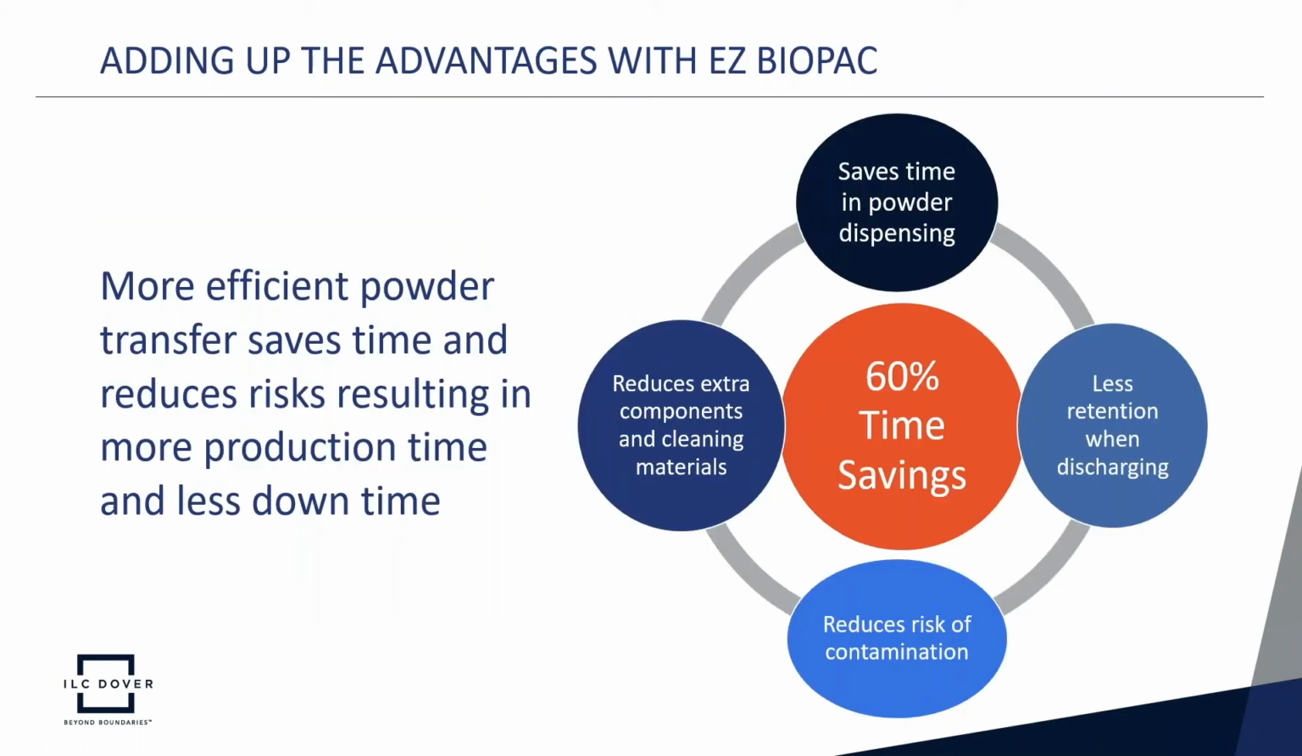So we want to add up these advantages and look at, well, what does that mean in terms of time savings and labor savings and production time? So the things we've looked at so far save time in powder dispensing, and that's a big aspect of this. So actually, when we're doing the powder dispensing, how can we save time? We want less retention when discharging. Again, if we can avoid using a rinse nozzle, if we can get complete discharge, this is a very good thing. Always reducing the risk of contamination.